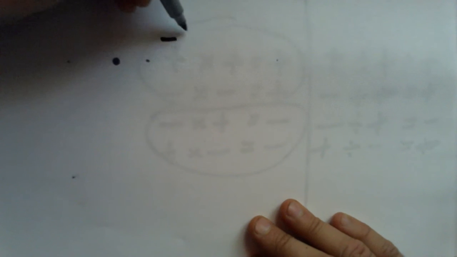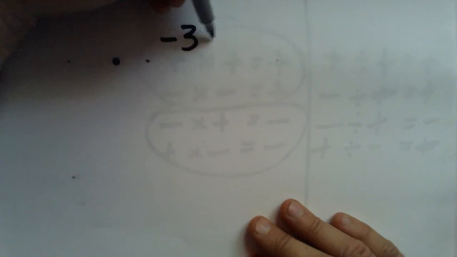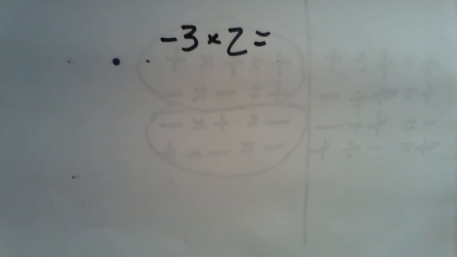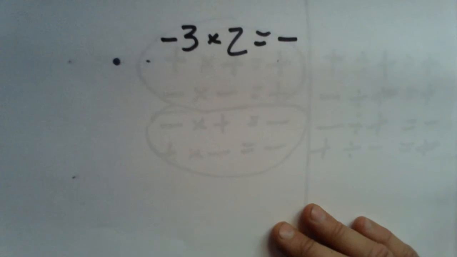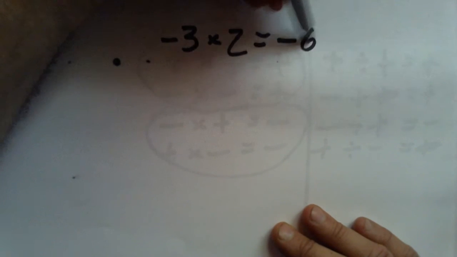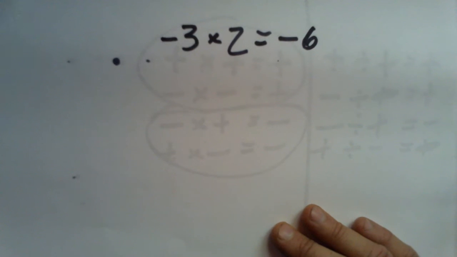So let's say we have negative 3 times 2. Okay, what do I notice here? What's the rule here? A negative and a positive. The signs are different, so it's going to be a negative. I know that much. So now I just look at what's 3 times 2? That's 6. There's your answer.